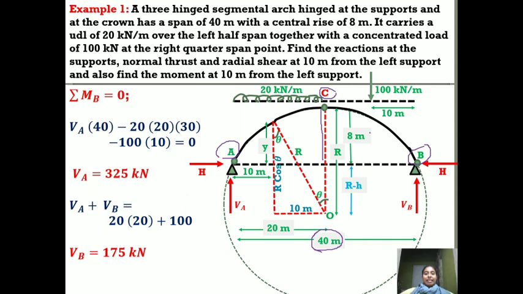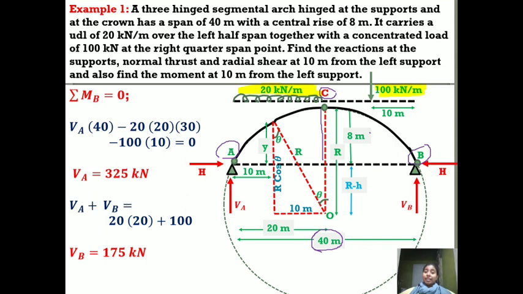Now, it carries a UDL of 20 kilonewton per meter over the left half span together with a concentrated load of 100 kilonewton at the right quarter span point. So on the left half we have a UDL of 20 kilonewton per meter and at the right quarter span we have a 100 kilonewton concentrated load. Now we are required to find the reaction at the supports. So we need to find the vertical and horizontal reactions at the supports A and B.